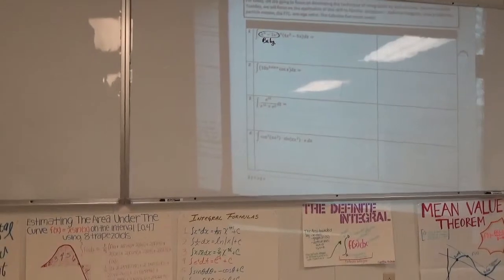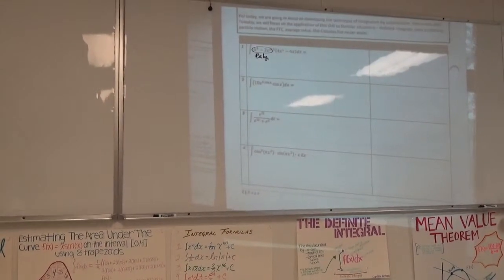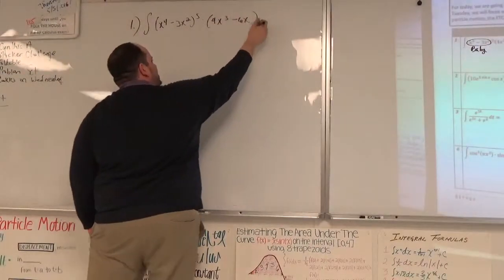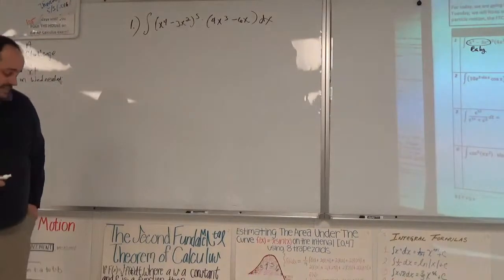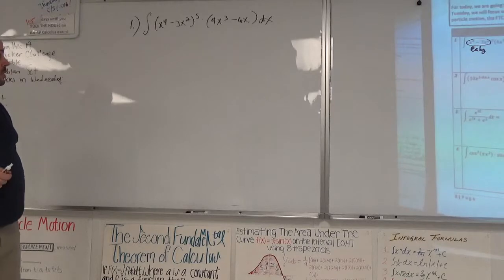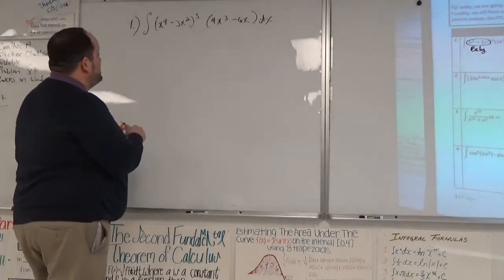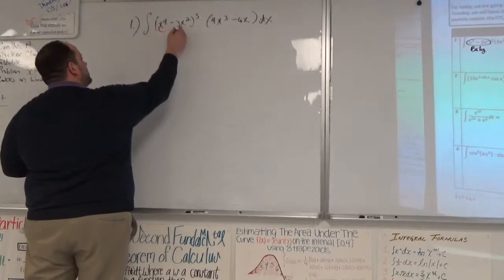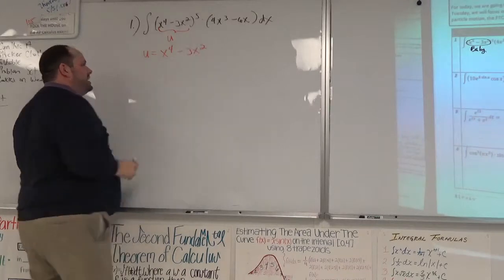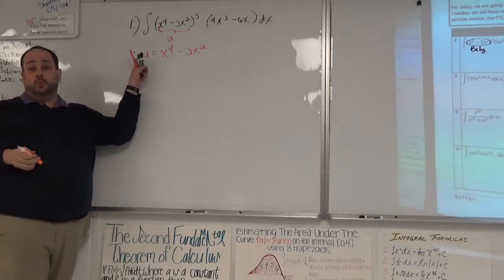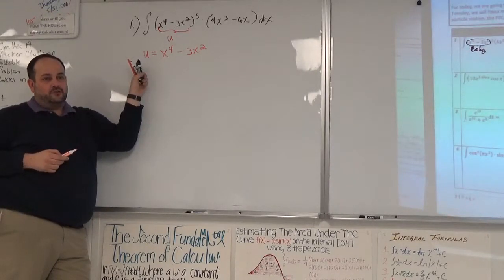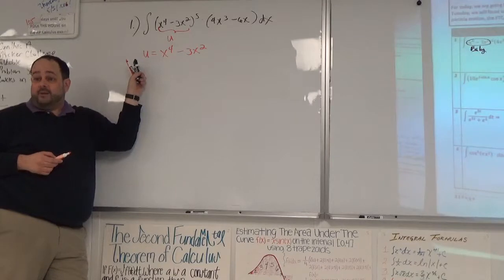I'm going to give myself lots of room here. The integral of x to the 4th minus 3x squared to the 5th times 4x cubed minus 6x dx. What I'm going to do is called substitution. The goal is to make this problem easier to work with by saying, if this is what I think the baby is, rewrite it. Every time I would normally be writing x to the 4th minus 3x squared, call this u. You guys have done this before last year, and that was great.